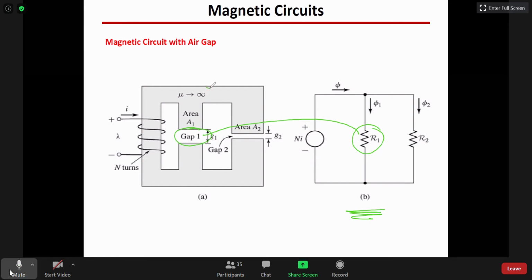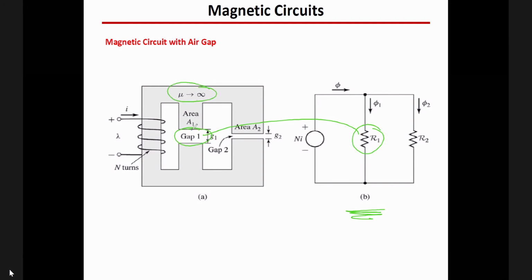R1, assuming that this is infinity, so we have only one reluctance, which is for the air gap. We don't have reluctances for the core, so we have two: one for air gap 1, one for air gap 2. But after that, just to explain more, I assume that this is not infinity, so we added more to this.